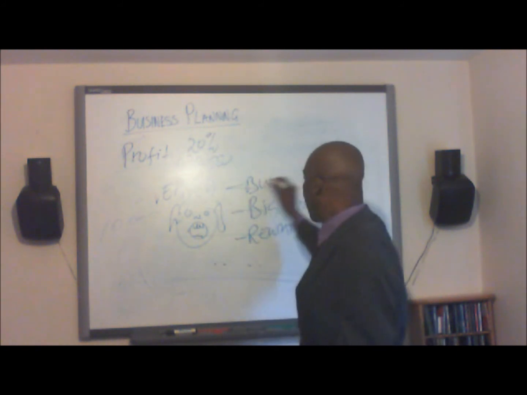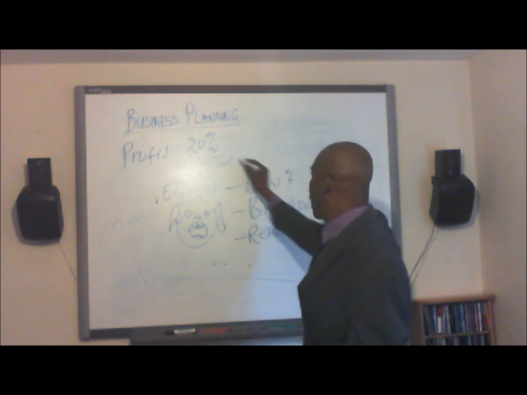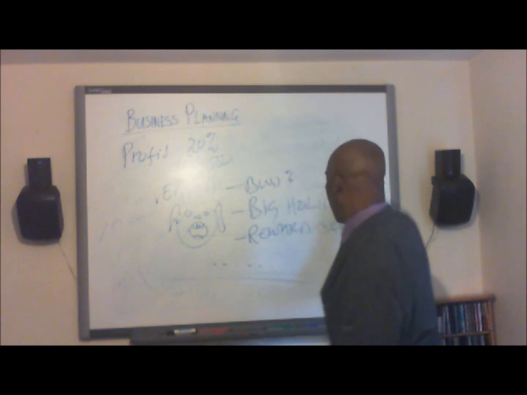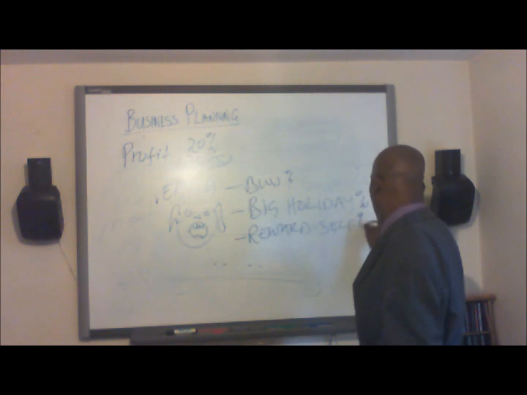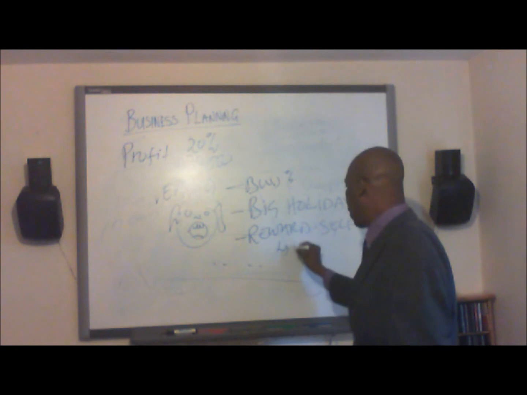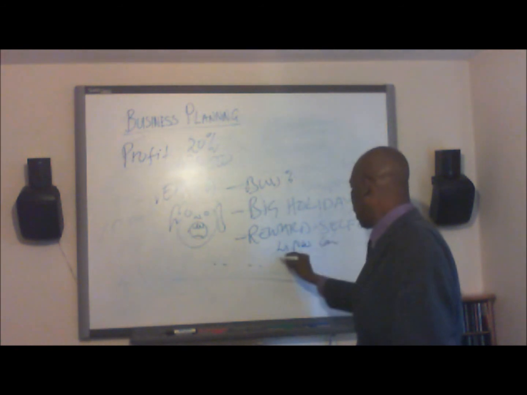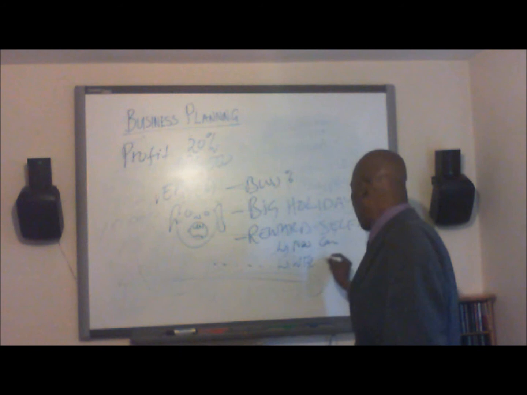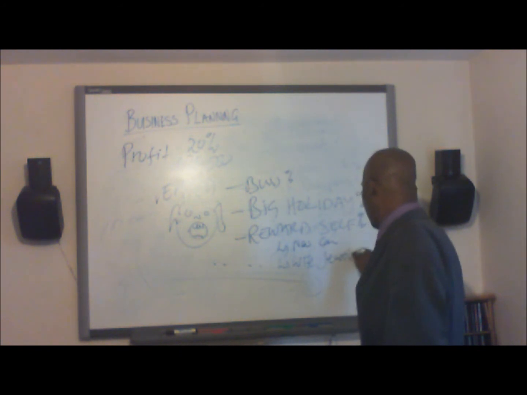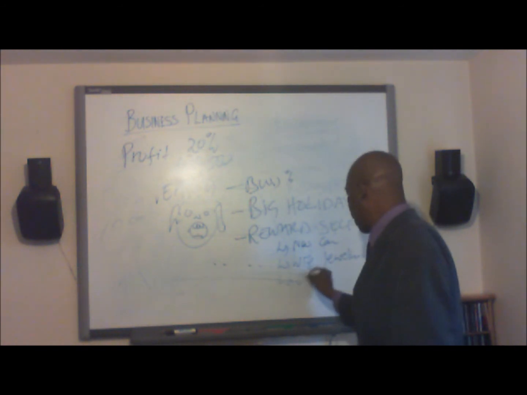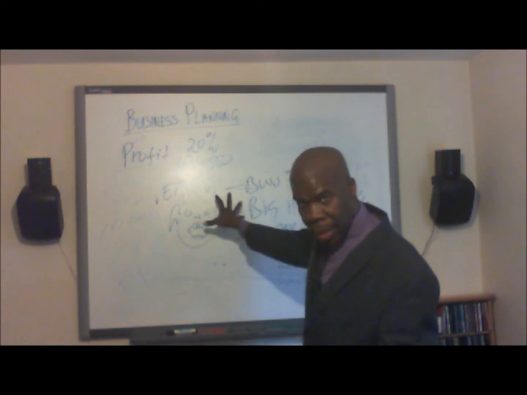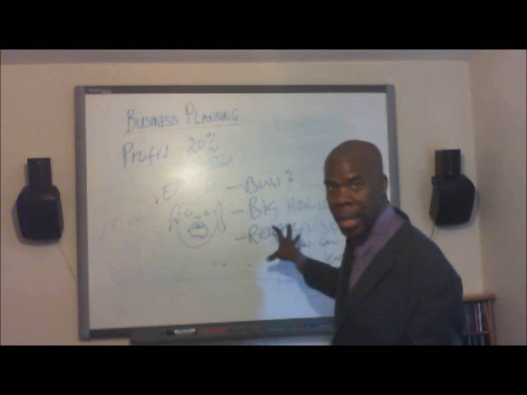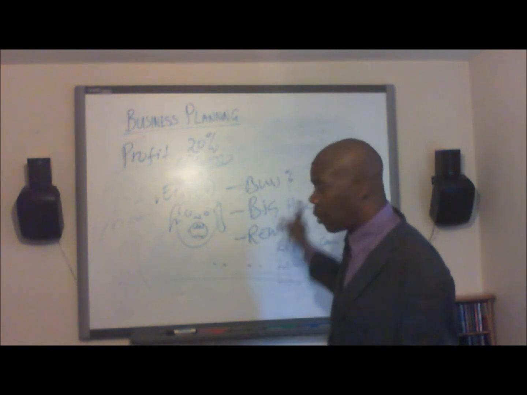Now, how much of this eating do you do? How much of a percentage goes to this big holiday? How much do you reward yourself? Rewarding yourself could be a new car or wife's jewelry. Women like jewelry. Children, better schools. This is eating, because once you invest in these things, they will not bring the money back. Never. So there's nothing wrong in them.